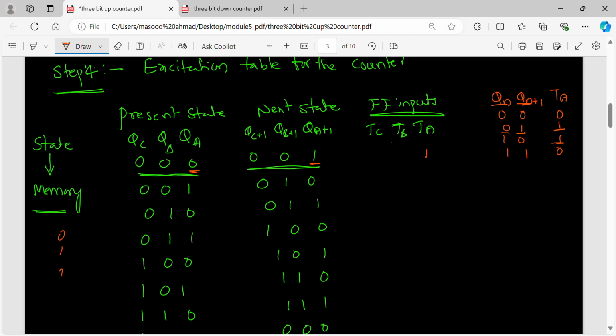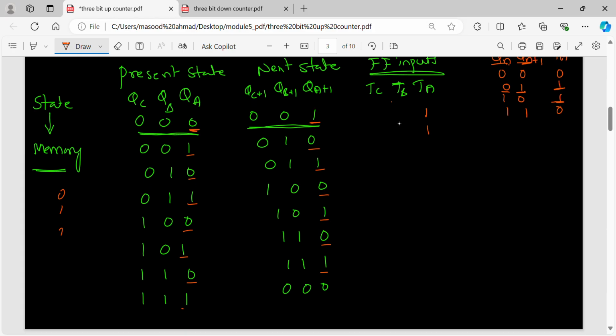Okay, for QA. Similarly, if I look at 1 0, 1 0 means changing. Then 1 0, always opposite. So that means TA is always 1.